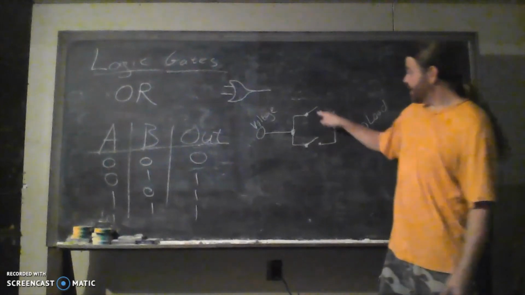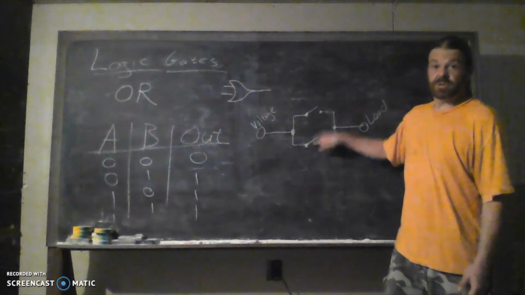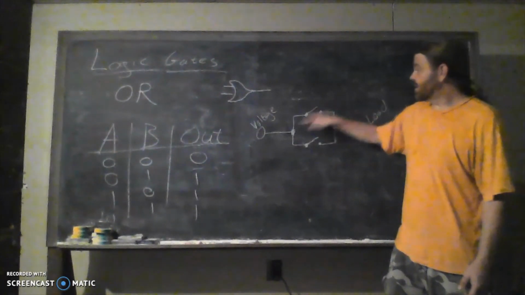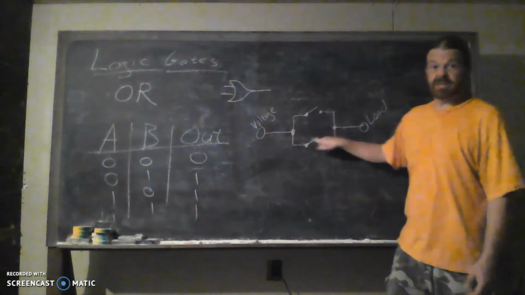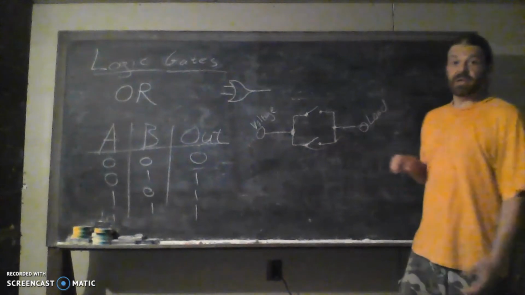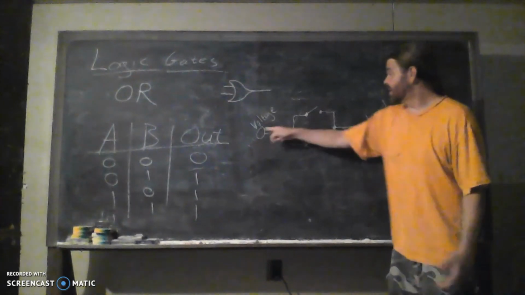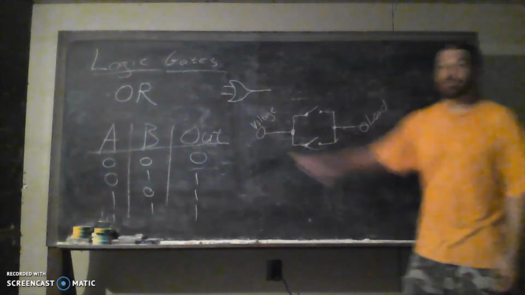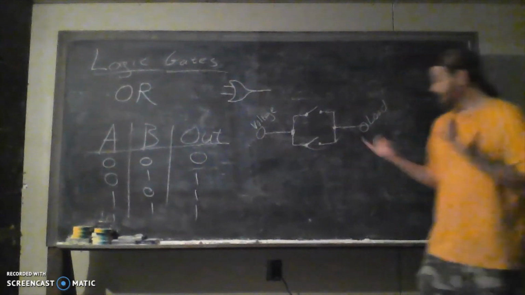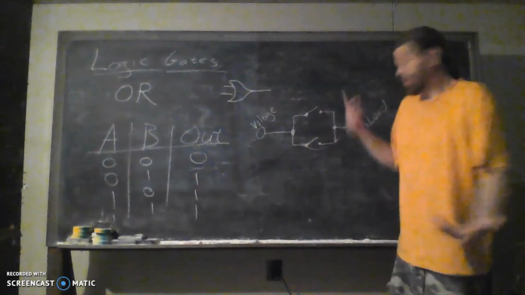So if either switch is closed, if we turn this switch on, then our current can flow that way to get to the load. If we turn this switch on, current can flow that way to the load. So if either switch is on, the current has a route to get through from the voltage source to the load. Let's go look at it in a circuit.